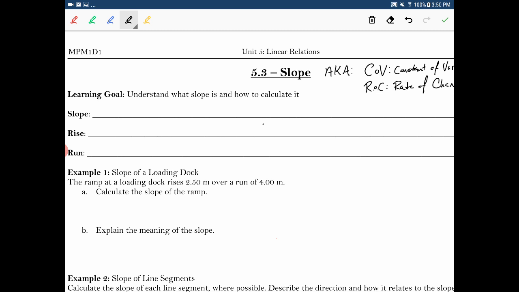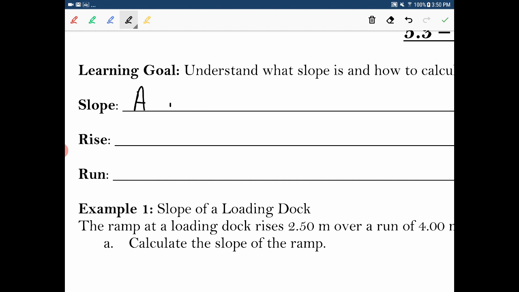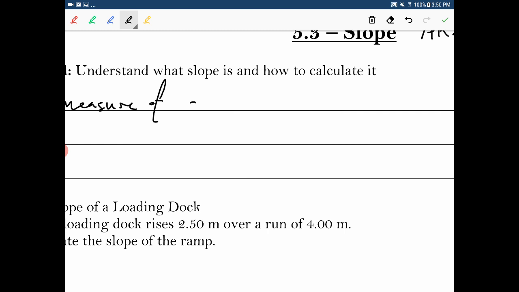Okay, so what is a slope? This is a number which describes the direction and steepness of a line. A measure of the direction and steepness of a line.